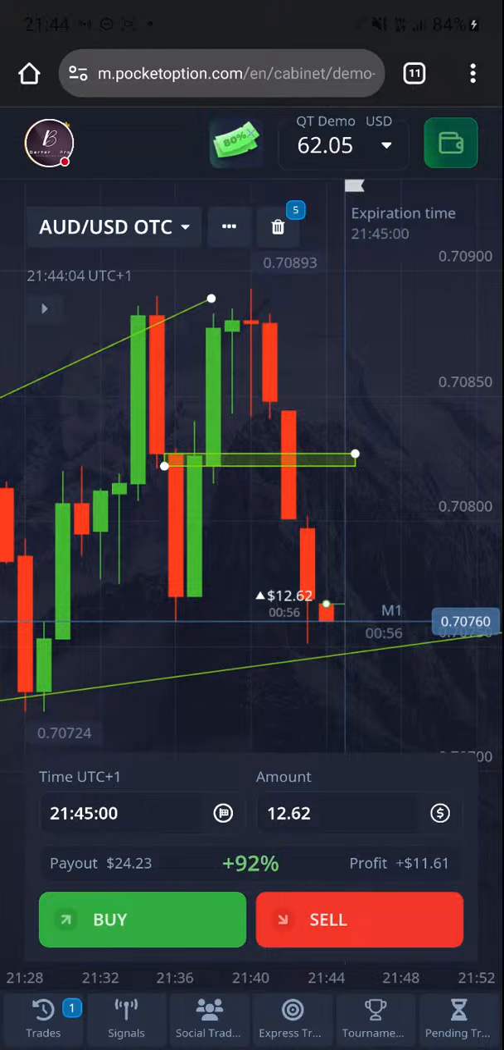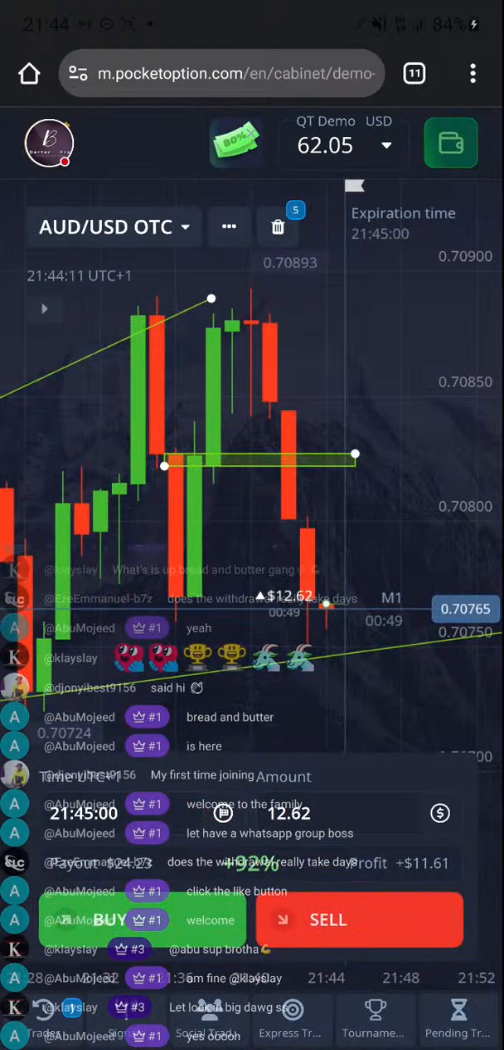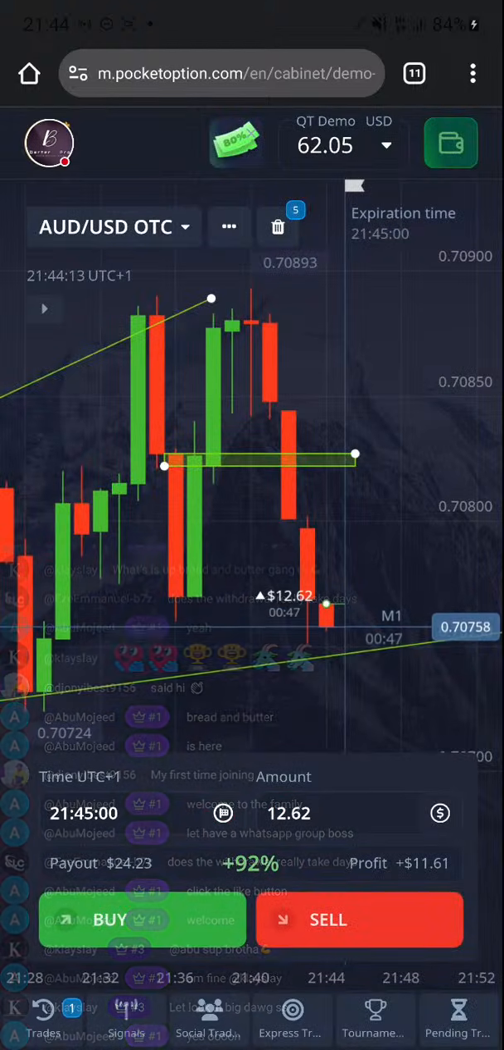We keep having this gap down and the sellers are coming in. I don't understand. I don't expect the sellers to come in.